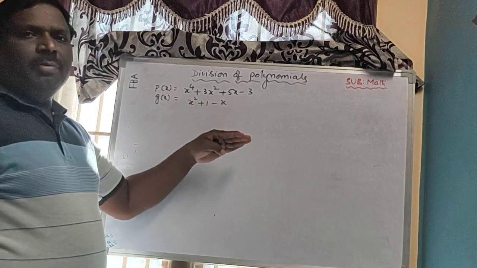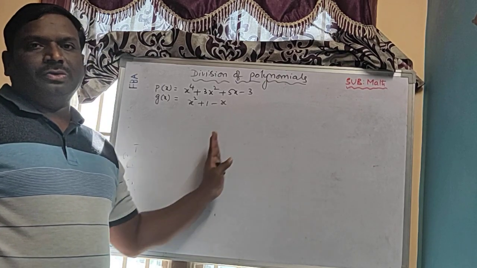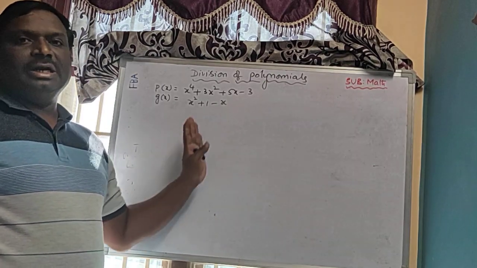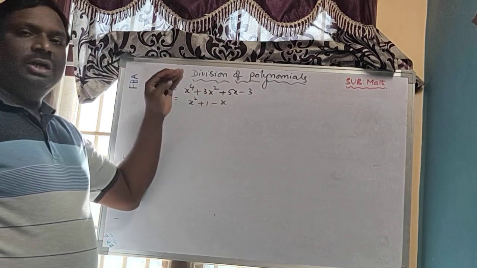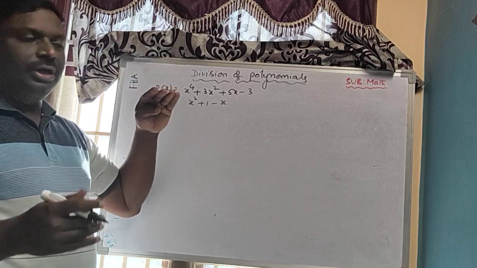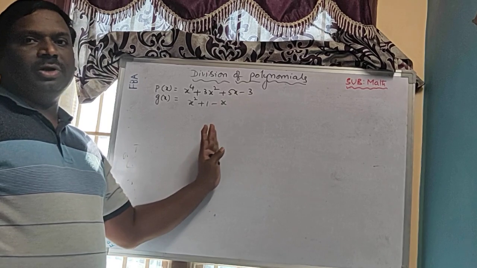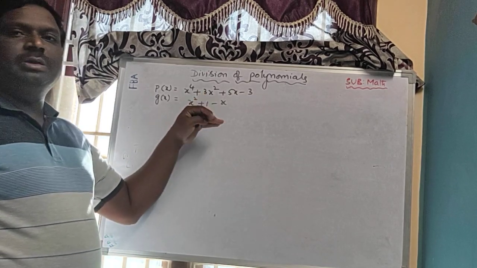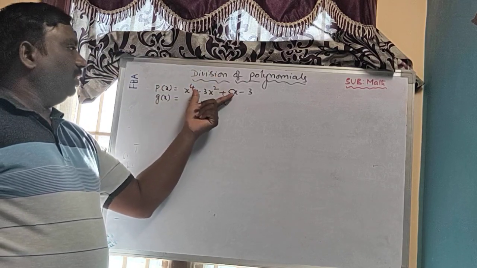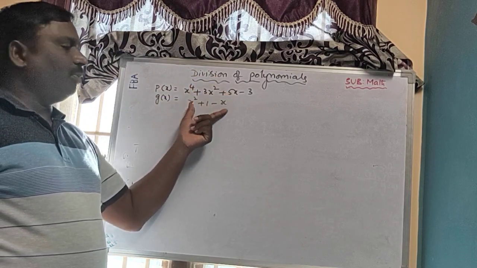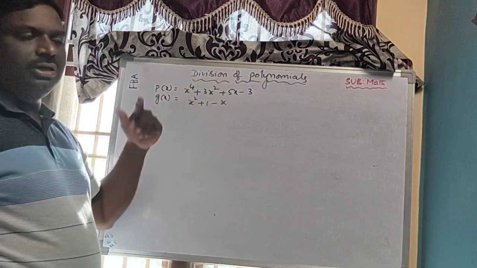In normal division, the divisor value is less than the dividend value. How do we justify here which is the divisor and which is the dividend? It depends upon the degree, the highest degree of the variable. This polynomial's degree is 4, and this polynomial's degree is 2. So this is the dividend and this is the divisor.